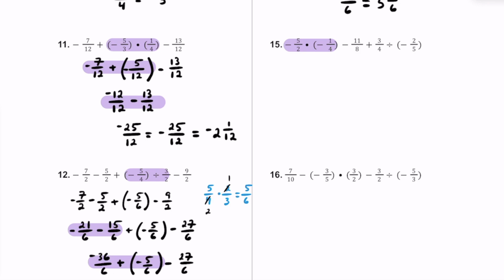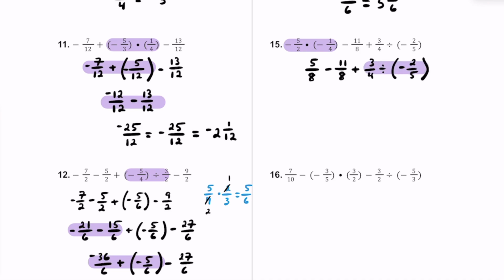We also have a negative times a negative, which is a positive. So 5 times 1 is going to be 5 on top. 2 times 4 is 8 on bottom, so we have 5/8. And so that's all we're going to have for that beginning part. We're going to go ahead and take away 11/8 here, and then add on 3/4 divided by this negative 2/5. All right, cool. So at this point, we went ahead and took care of the multiplication.